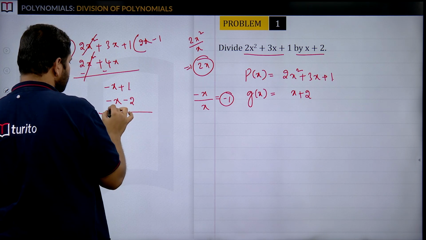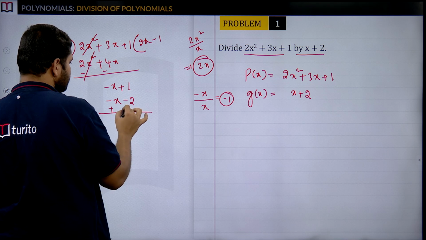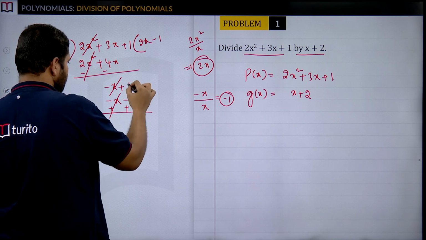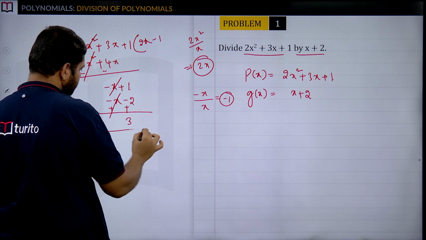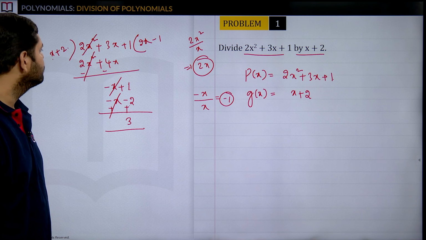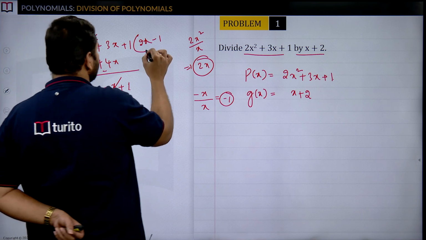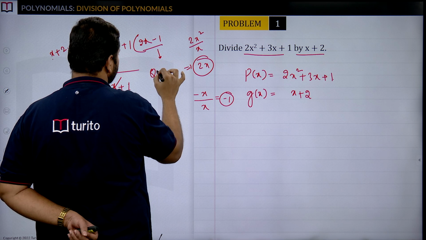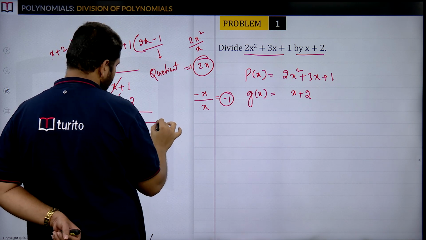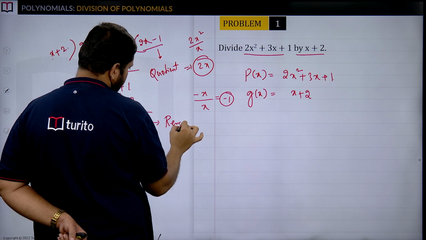Now do subtraction, children. Plus x minus x cancels. 1 plus 2 is equal to 3. Clear, children? So I can say this 2x minus 1 is the quotient value, and this 3 is called the remainder.